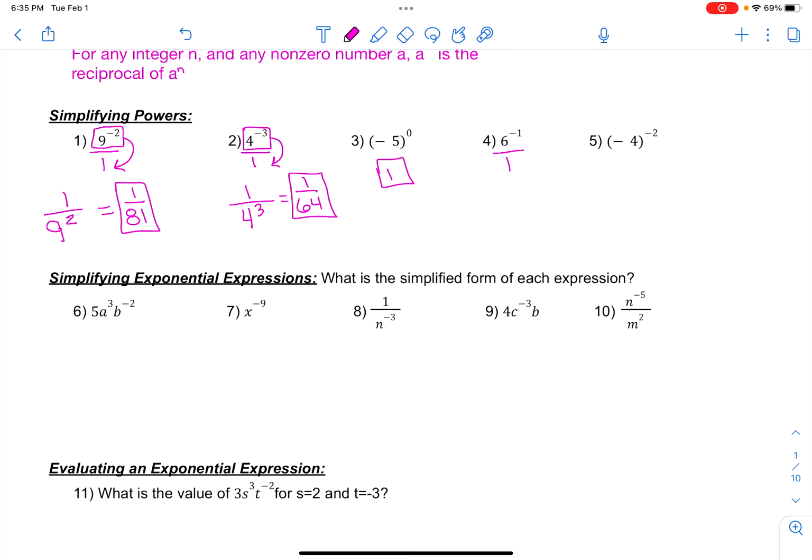Again, for number 4, we have 6 to the negative 1. I always just like to make mine look like a fraction. It just helps me to kind of get the concept of moving my negative exponent to the bottom. So again, this negative, in order to make it positive, we have to move it down. So up top, we are just left with 1. And now on the bottom, we have 6 to the first power. You can just leave that as a 6, or you can put that 1 for the exponent. That's fine either way.